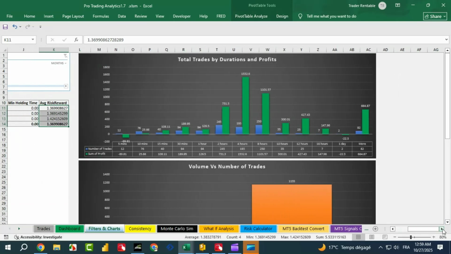The best holding time showing good results is between 2 and 8 hours. We observed 82 trades held for more than a day, which is unusual. We will need to confirm if these trades trigger a floating drawdown warning.